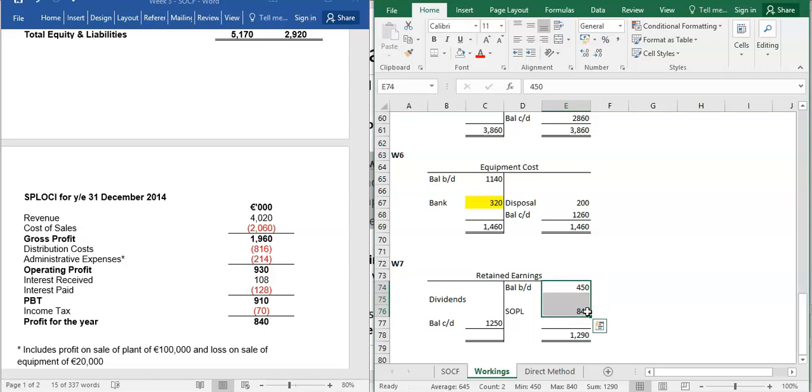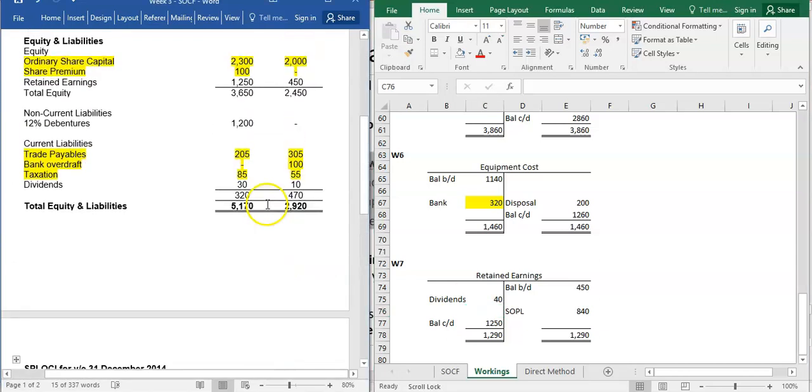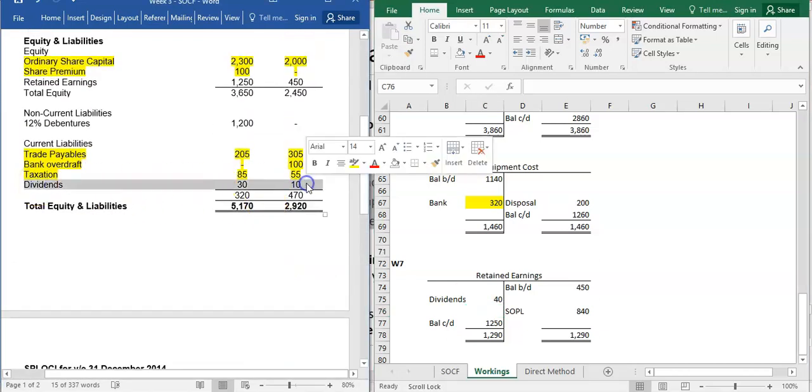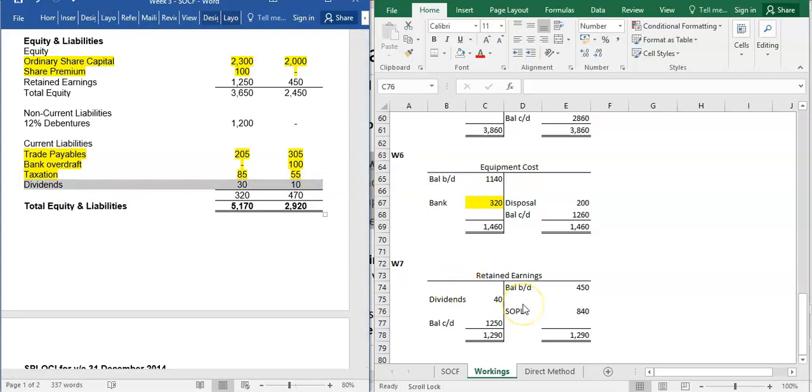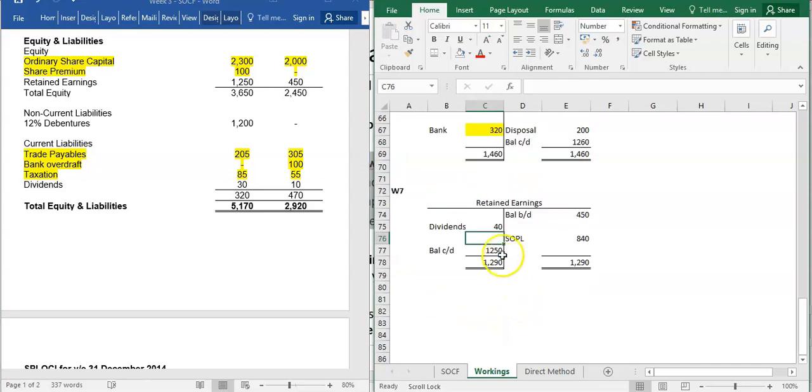The opening retained earnings plus the profits. The closing retained earnings are only 1250. So that is where the dividends of 40 must have come from. Now notice that's not dividends paid, because we have an opening and closing dividend liability to deal with. If there's none of that, dividends paid will be 40. But here, that's the dividend declared. Debit retained earnings, credit dividend payable.